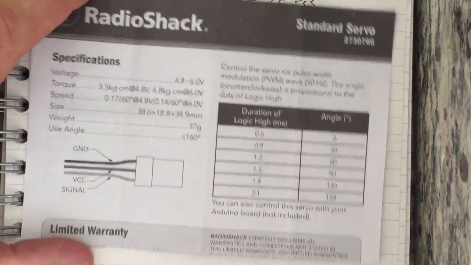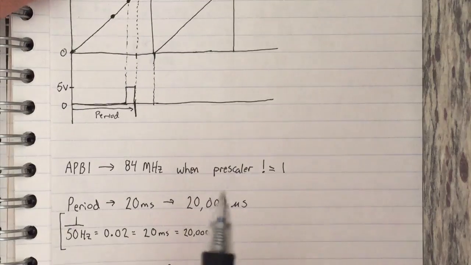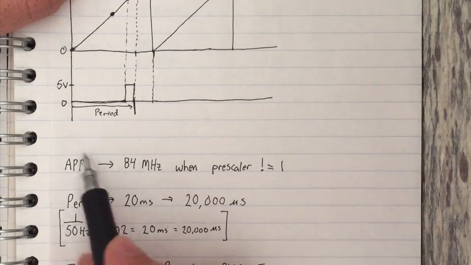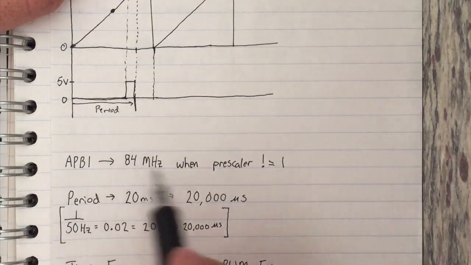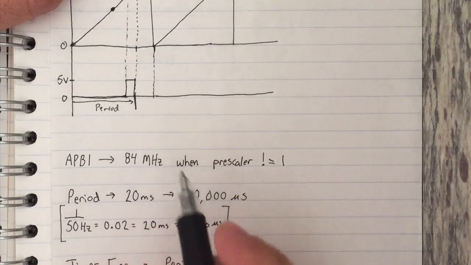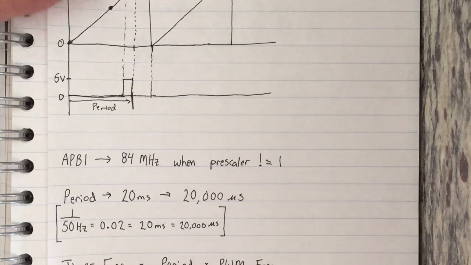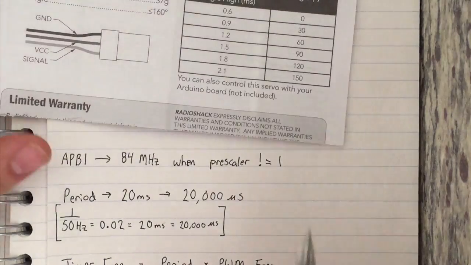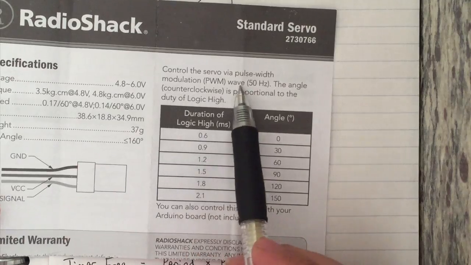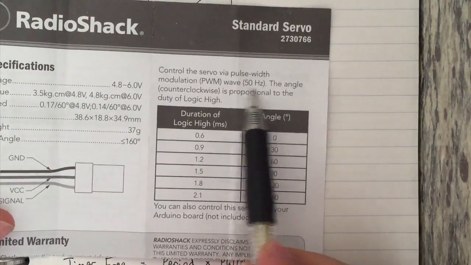Okay. So now if we go back to our board here, we're going to be using the timer peripheral on the ST board, which runs off the APB1 internal clock. And when it is pre-scaled, it's going to be running at 84 megahertz. When it's not pre-scaled at all, it's going to be running at half that, so 42 megahertz. Okay. So the period of our PWM signal we get directly from the data sheet. So as you can see, the pulse width modulation wave is 50 hertz. So the frequency of our signal is 50 hertz.